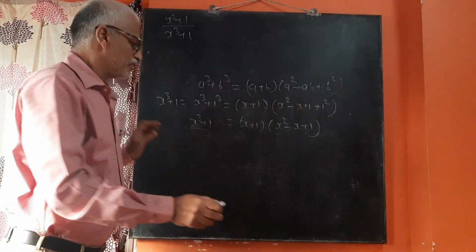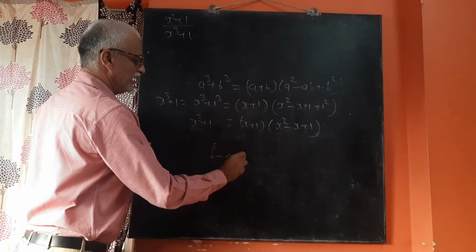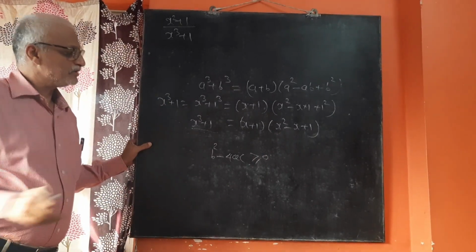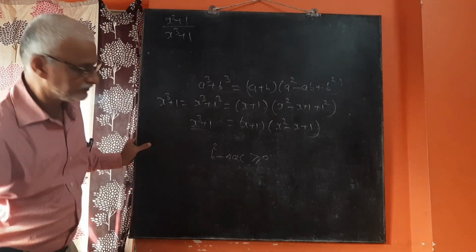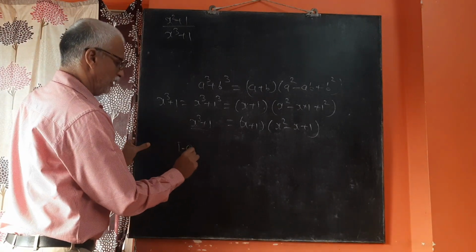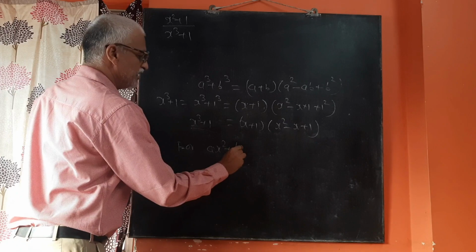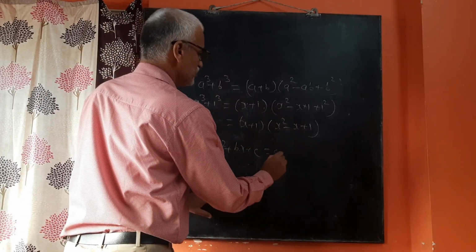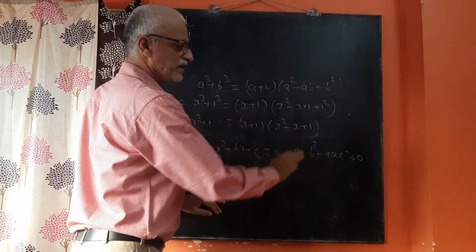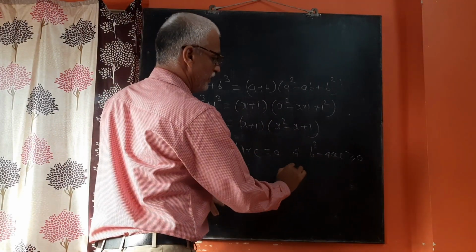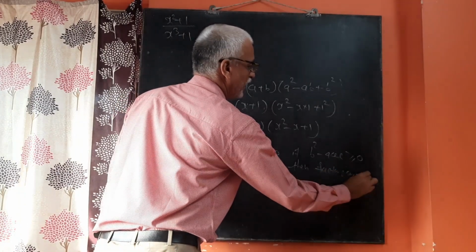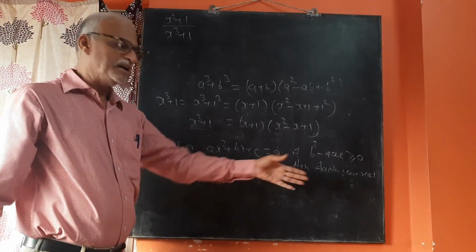How will we check it? Our condition is: for the quadratic equation ax square plus bx plus c equals 0, if b square minus 4ac is greater than or equal to 0, then the factors are possible. Then the factors are real. They may be equal, they may be unequal.